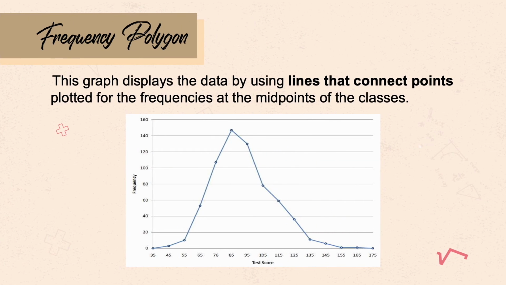Frequency polygon. This graph displays the data by using lines that connect points plotted for the frequencies at the midpoints of the classes. It's important in this graph to connect the endpoints to the x-axis. The starting point should be connected to the origin while the other endpoint should be connected wherever on the x-axis. The purpose of this graph is to show midpoints and frequencies of each class.